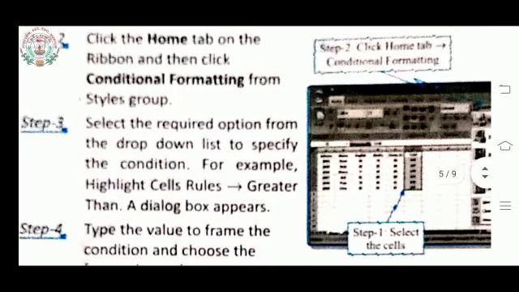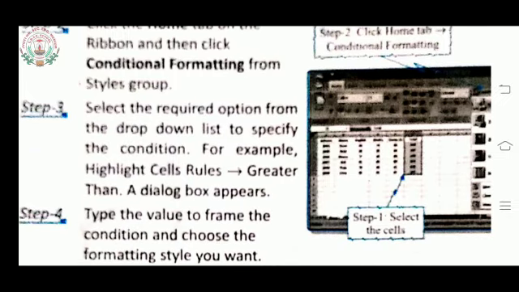Then coming to step 3, select the required option from the drop-down list to specify the condition. One list of conditions will be given to you automatically. From that list we select the condition we want to specify. For example, Highlight Cells Rules, then Greater Than. Suppose greater than or equal to, or less than, whatever condition you want, you can select from there.